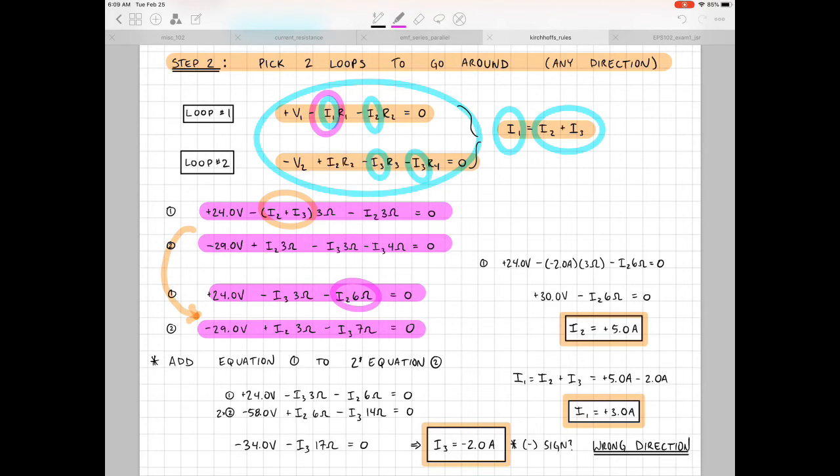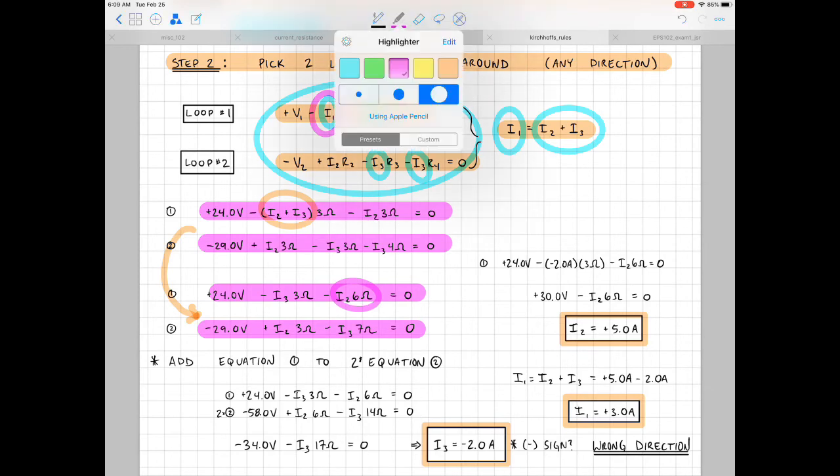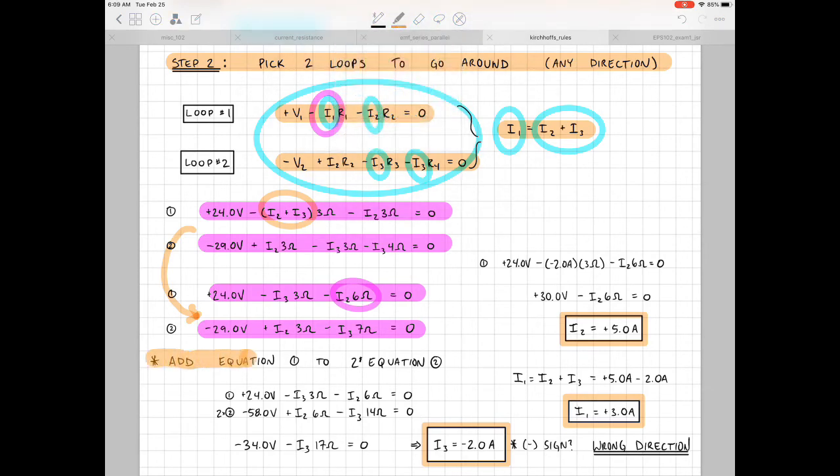At this point there's a variety of ways that you can finish the algebra. Again, the goal here is to get one equation and one unknown, and you can do that a variety of ways. What I'm going to do is add equation 1 to 2 times equation 2.